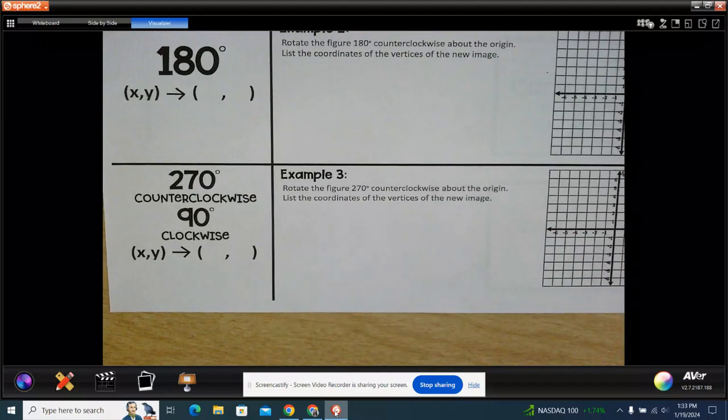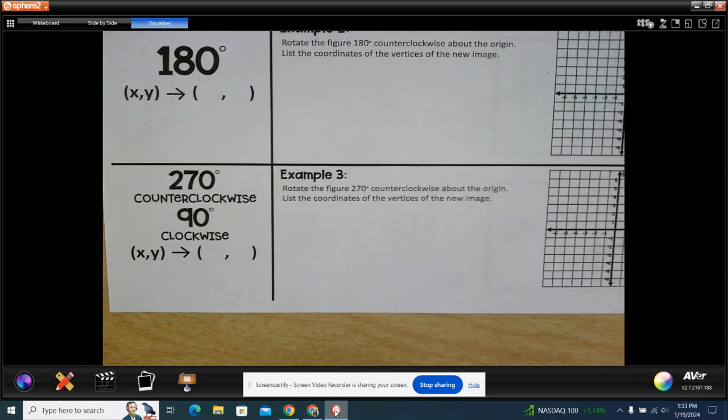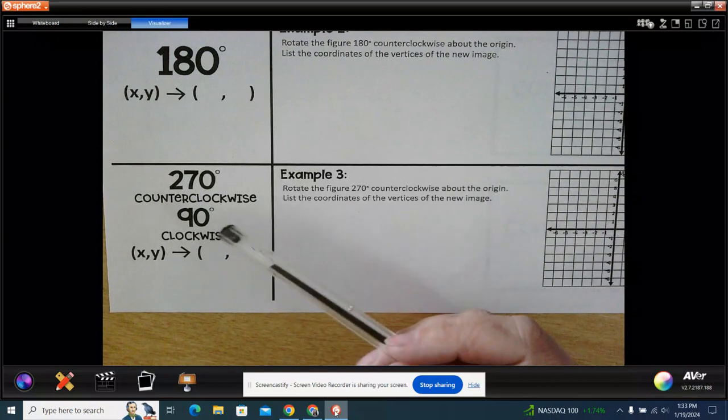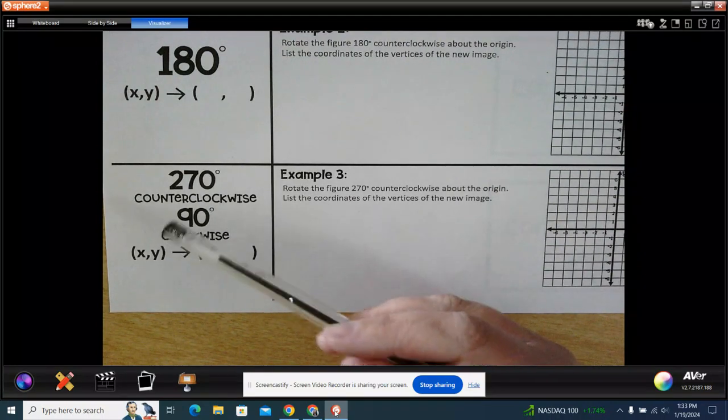Today we're going to look at rotating shapes. So there are three different ways that we can rotate a shape. We have 90 degrees, 180 degrees, and 270. Within the 90 and the 270, we can rotate them clockwise or counterclockwise.